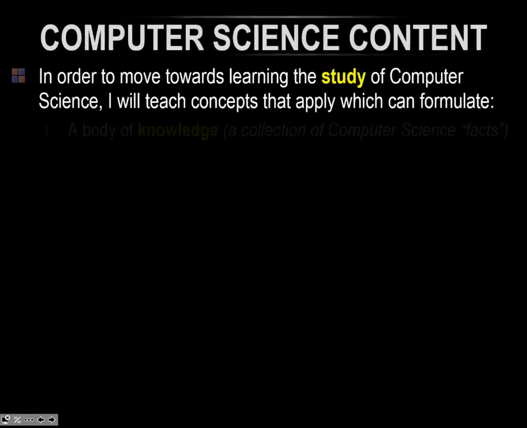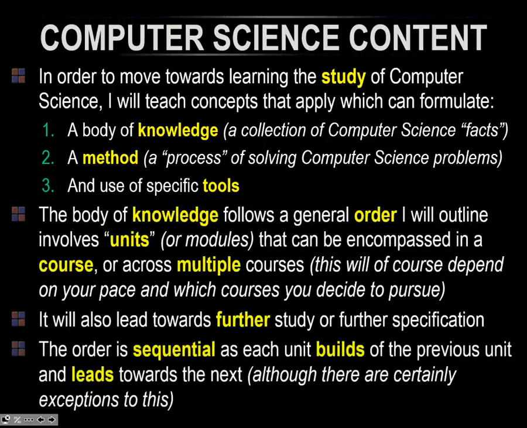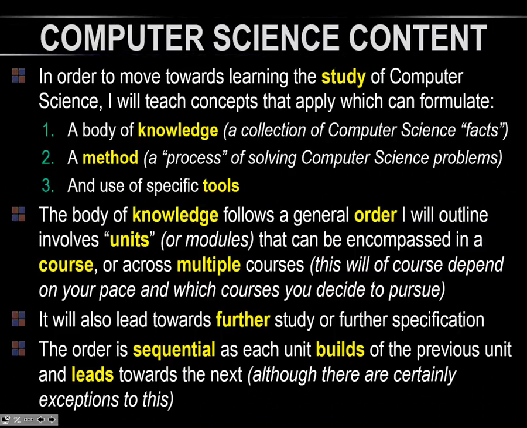So how's this course going to go? Well, here in computer science, I'm going to move towards learning the study of computer science and teach concepts that apply, which can formulate things like a body of knowledge, a collection of computer science facts, as well as a method, a process of solving computer science problems, as well as some specific tools that you're going to learn. So the body of knowledge follows a general order that you could call units or modules that will encompass a course or across multiple courses, depending on your pace and which courses you decide to pursue.